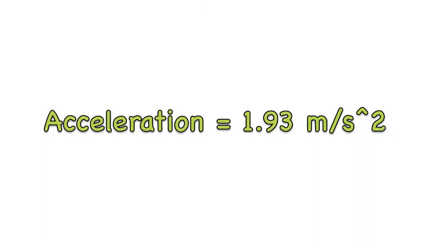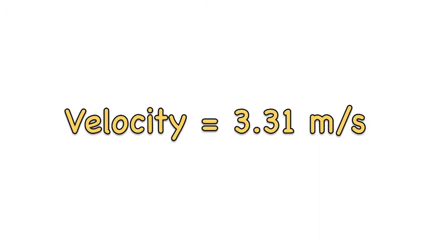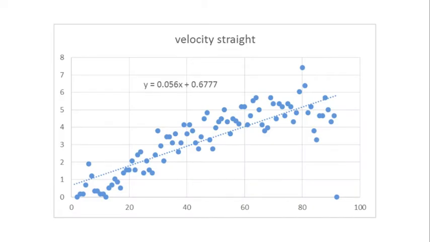We can compute the acceleration, which is 1.93 meters per second squared. Also, we can compute for the velocity, which is also 3.31 meters per second. Now, looking at the VT graph, we can say that the student accelerated towards the right, since the linear trend line has a positive slope.